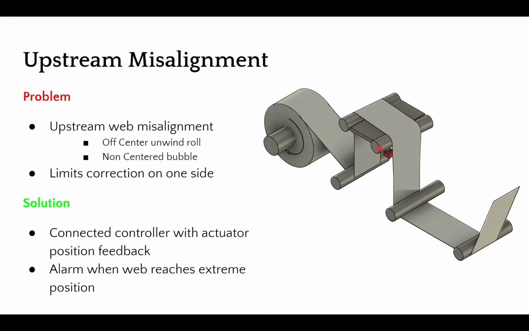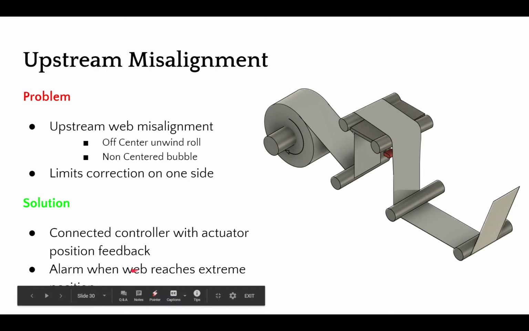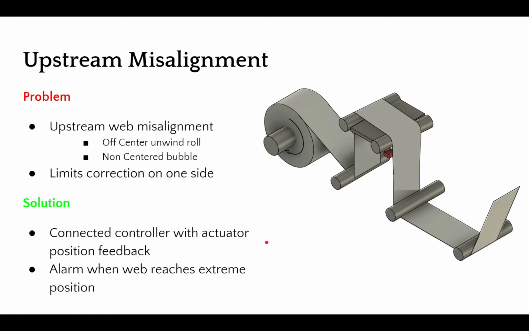Now, what is the solution for something like that? If you have a sensor or a controller that can provide a position feedback, and you can take it into a PLC or anything like that, then that would help you not really correct for this issue, but use that information to make sure you fix the underlying problem, which is either a misaligned unwind roll or the bubble not being in the center.